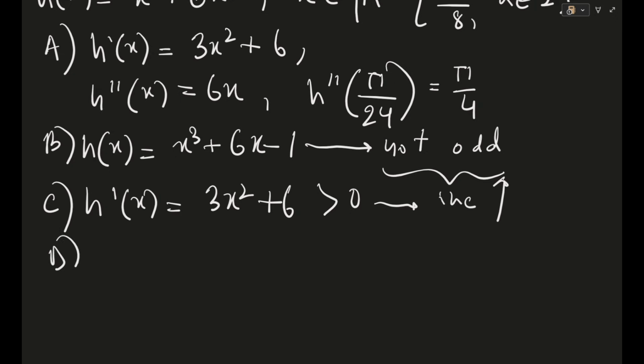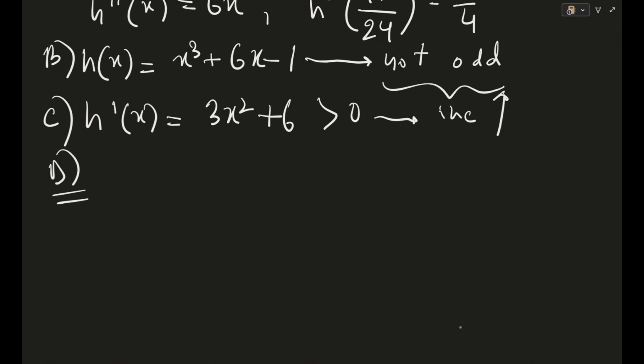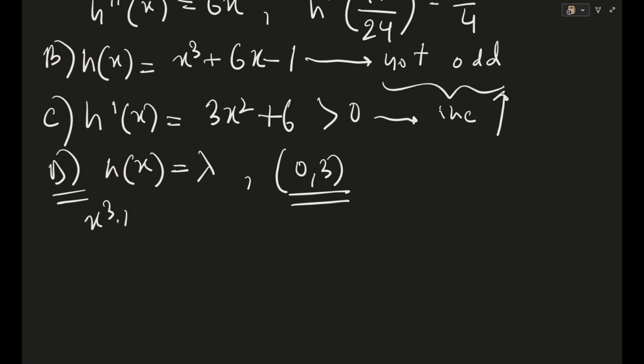Going to option number D, we can check it once. It says if the equation h of x equal to lambda has a solution in 0 to 3, then the number of integral values of lambda is 7. Cool. So h of x is equal to lambda, and the domain is 0 to 3. So basically, h of x, x cube plus 6x minus 1, is equal to lambda.